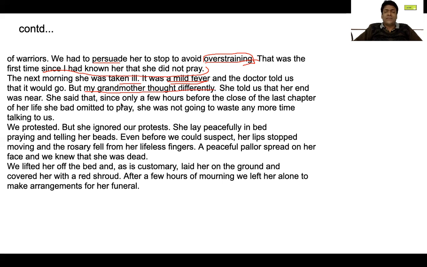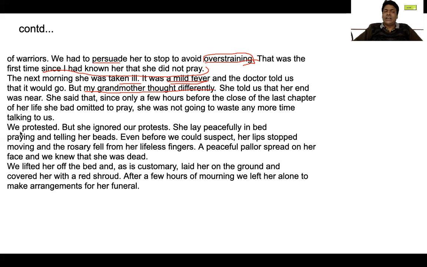She said that since only a few hours before the close of the last chapter of her life, she had omitted to pray. She did not want to pray. She was also not going to waste any more time talking to us. So neither did she pray nor did she waste time talking with us, right?